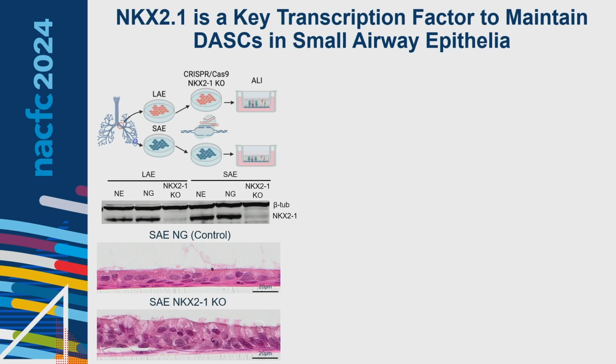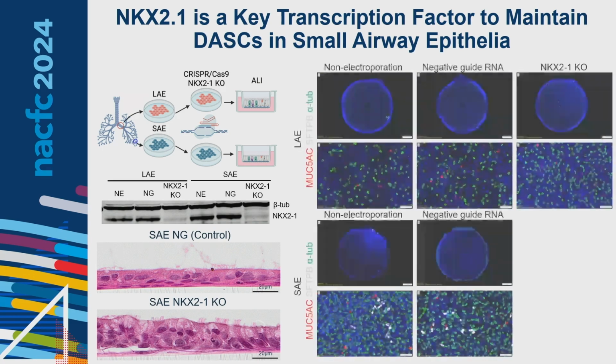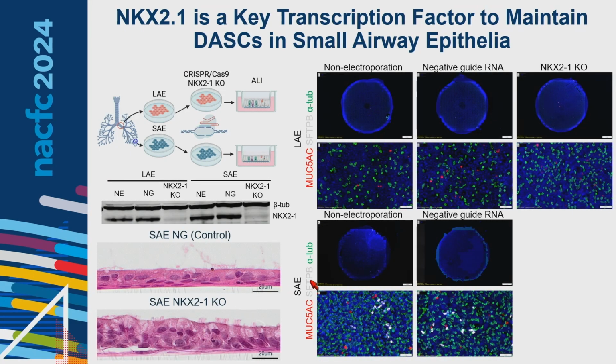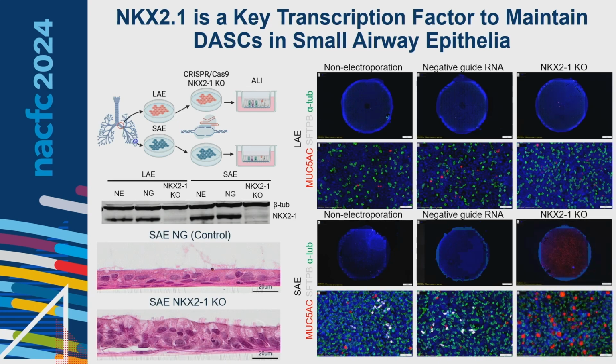But we also saw differential gene expression, more specifically in the small airways, as the whole mount for both the large and small airways were stained for MUC5AC, SFTPB, and alpha-tubulin. The large airways didn't show a significant difference in gene expression from the negative guide control to the knockout. But our small airways showed a significant loss of SFTPB, our DAS marker, and an increase of MUC5AC, a goblet cell marker.